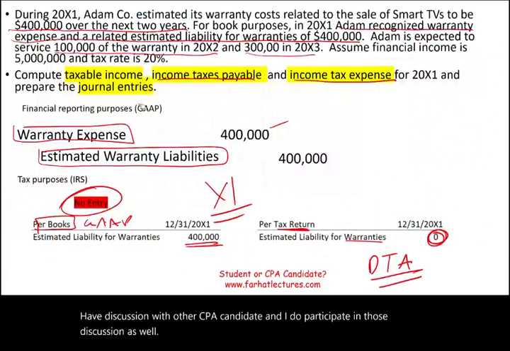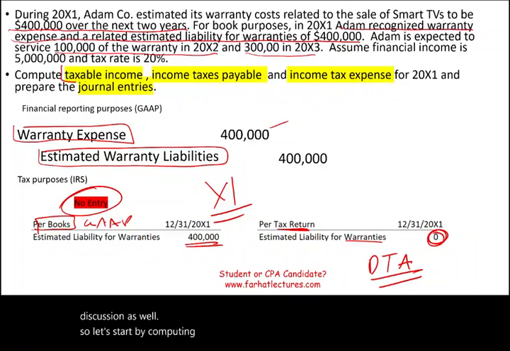So let's start by computing taxable income. So you have to understand, what is taxable income?